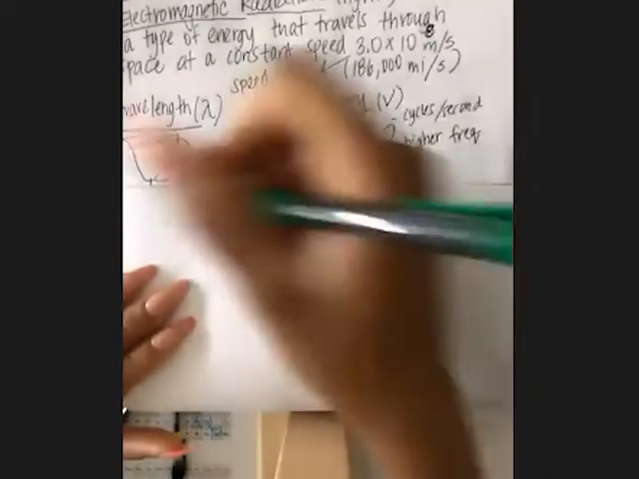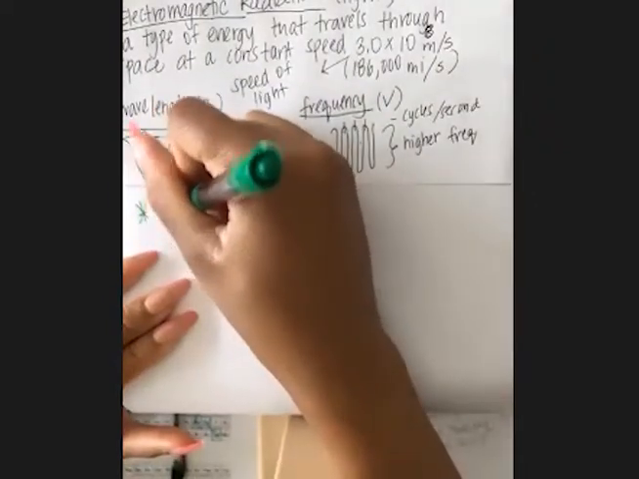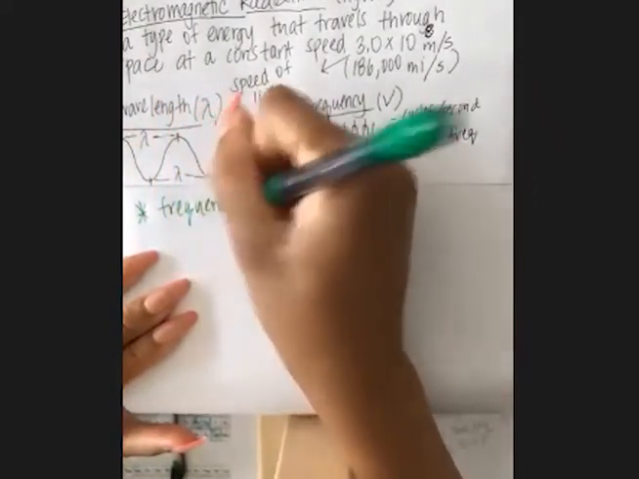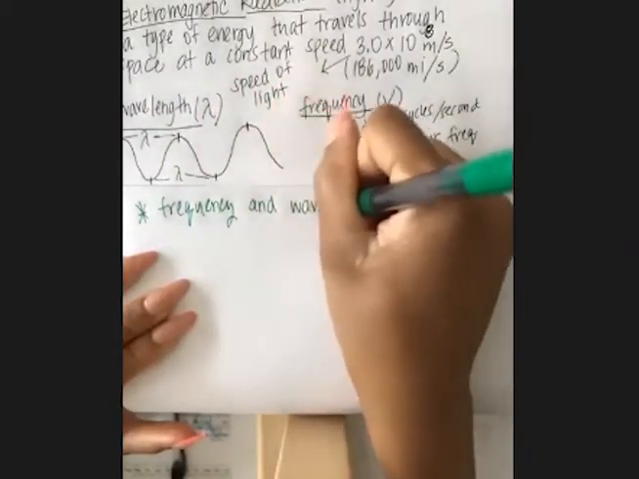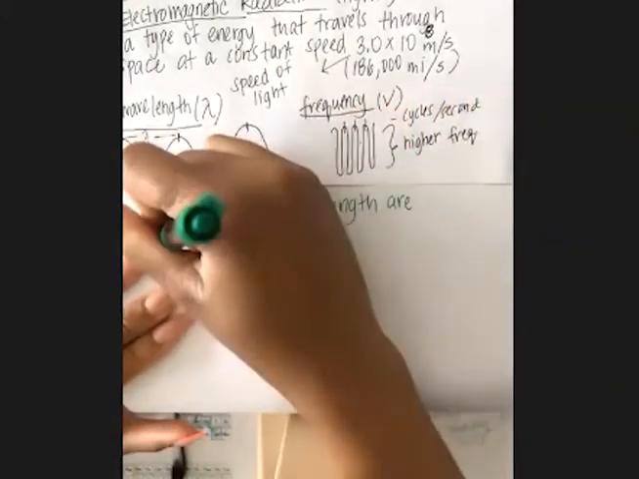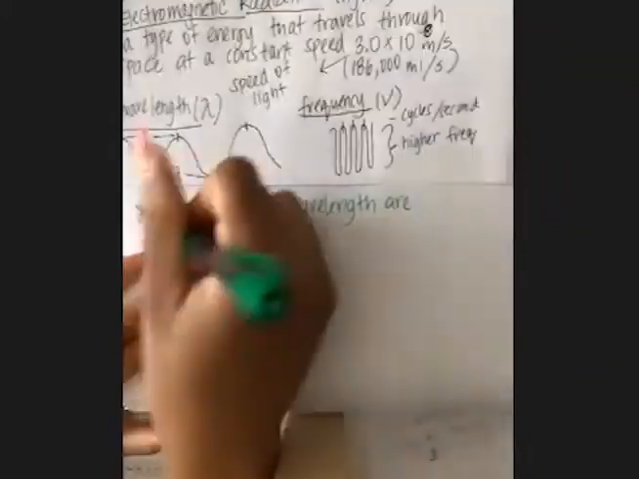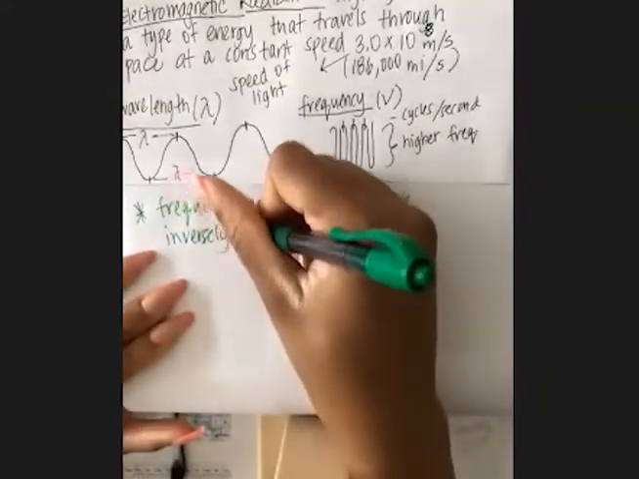I'll just put a little star here saying frequency and wavelength are inversely related. Meaning as one goes up, the other goes down.